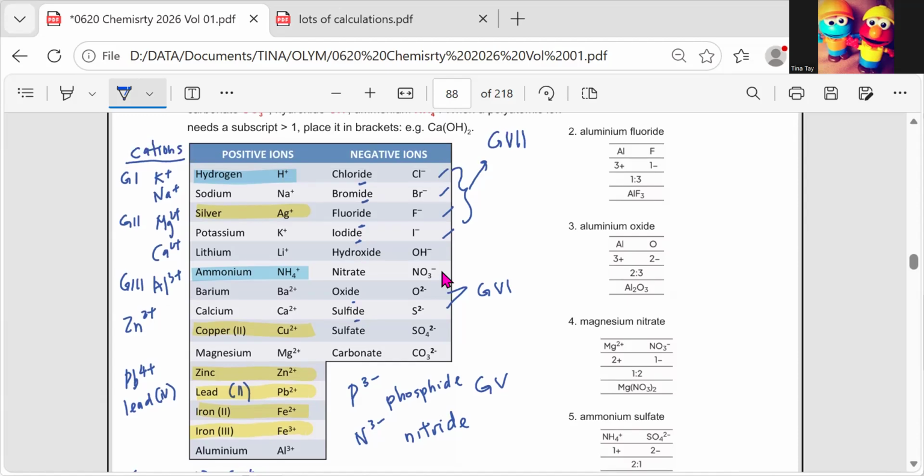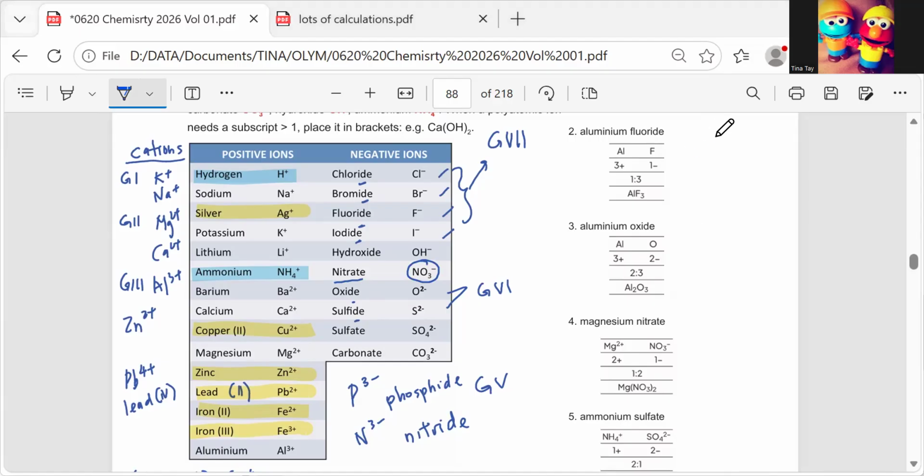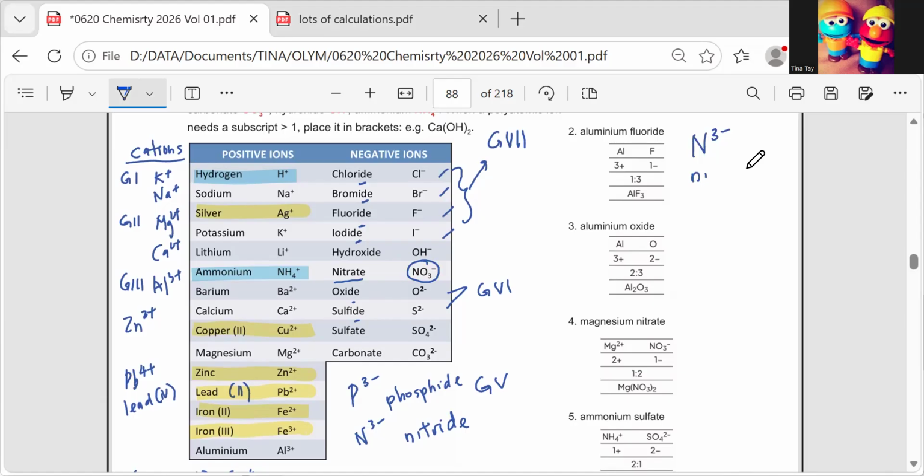So if you look at this, nitrate. NO3 negative one is nitrate. N3 negative is nitride. So if it's just N3-, it's nitride. But if it's NO3 1-, it's nitrate. One more thing, if it's NO2 1-, it's nitrite. So there's nitride, nitrate, nitrite. Why is it confusing? I don't know. I'm not the one who invented this, okay?